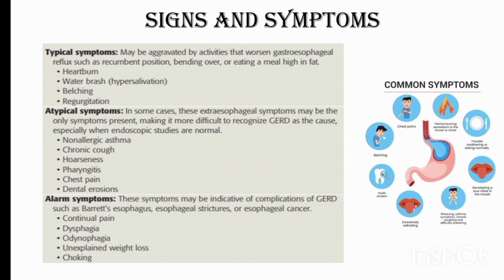Atypical symptoms are the extraesophageal symptoms, which are mainly diagnosed by endoscopic studies. These include non-allergic asthma, chronic cough, hoarseness of the voice, pharyngitis, chest pain, and dental erosions.